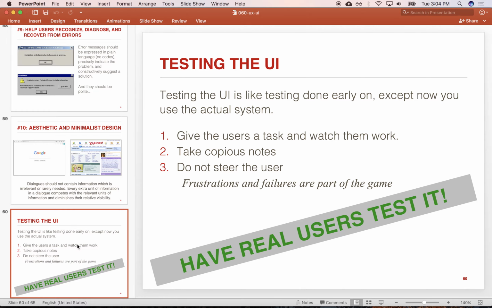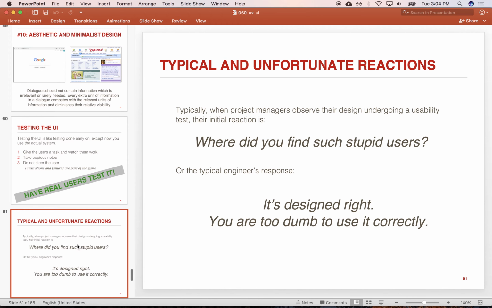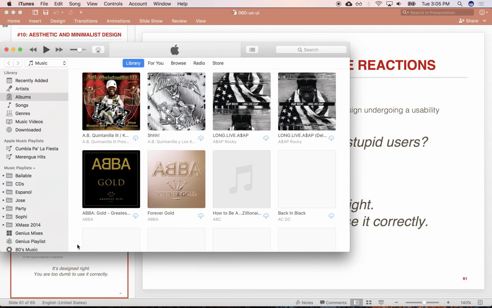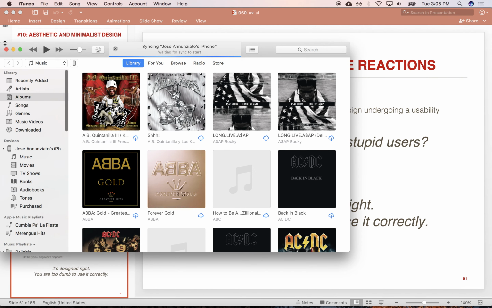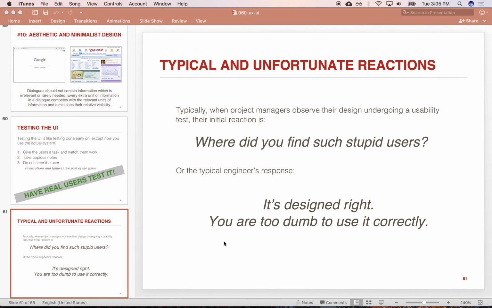But just resist the temptation as a developer of blaming the user. Certainly don't get into the attitude that it must be the user, the loser. Where did you find those stupid users? It's designed right, you're just dumb to use it correctly. It's a very common response from the development team, and we just have to resist getting into that attitude. Okay. All right.